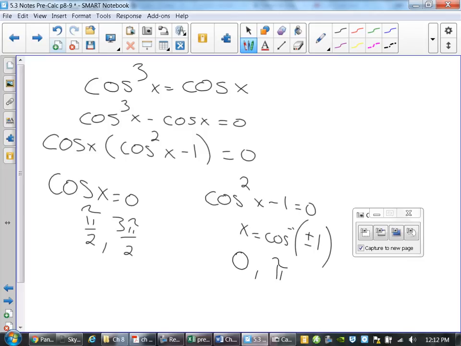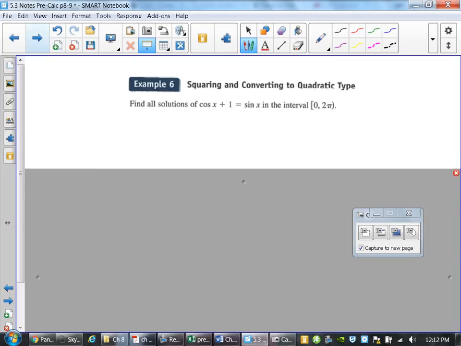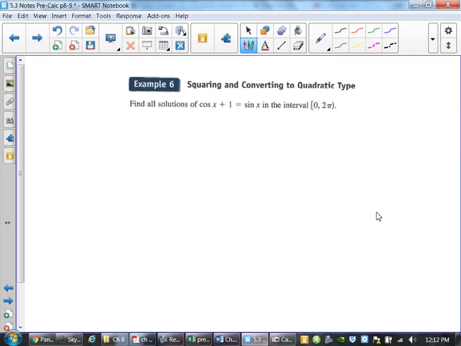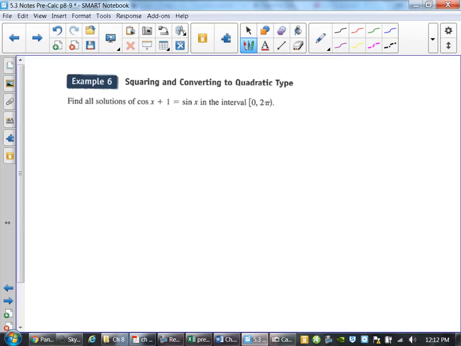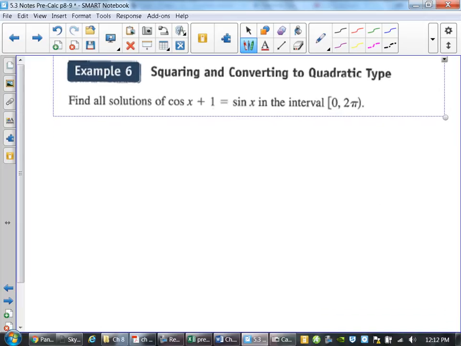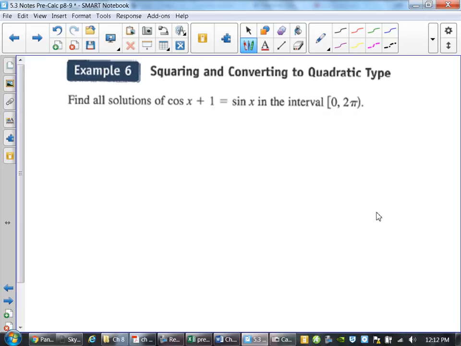So let's look at the other examples that I had for you. One of the ways to solve an equation is to square it into a quadratic. So we're going to find all the solutions on the interval of cosine x plus 1 equals sine of x.